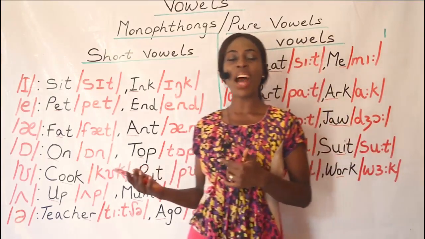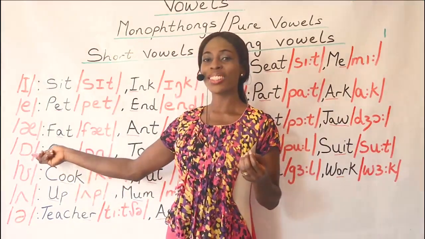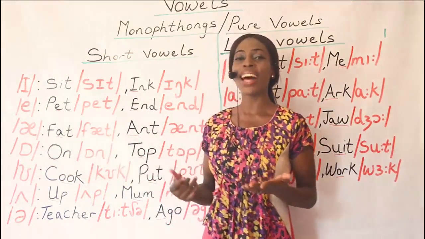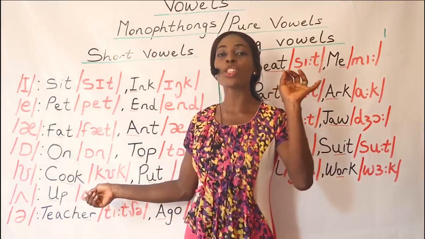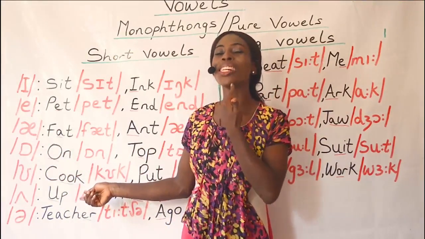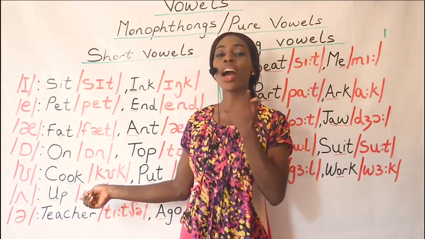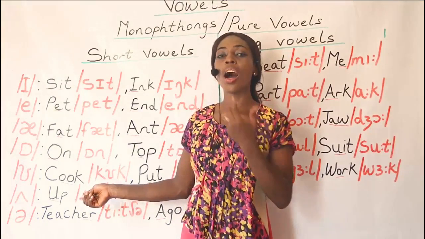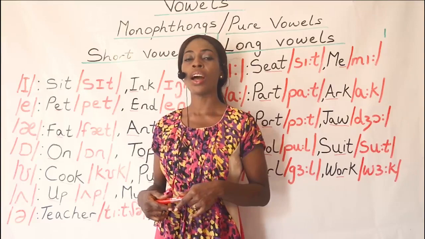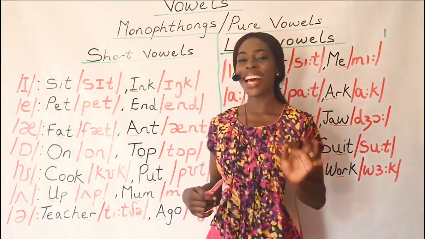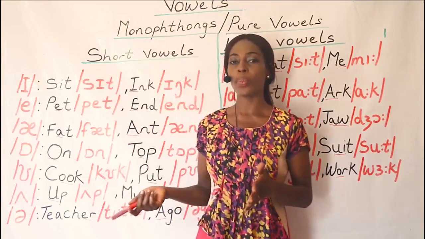So you find out that this sound is different from the aw sound. So you wouldn't say up with a rounded sound. Your lips are not supposed to be rounded. It is up. Your lips are in neutral position. Up. The last short vowel sound we have is the schwa.